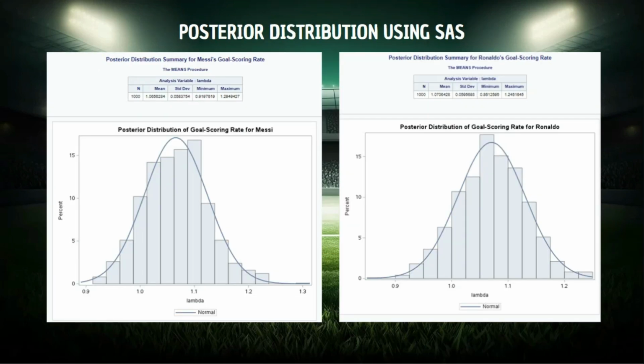So here's a posterior distribution, the same as the graph using Python, but I used SAS. Looks similar.